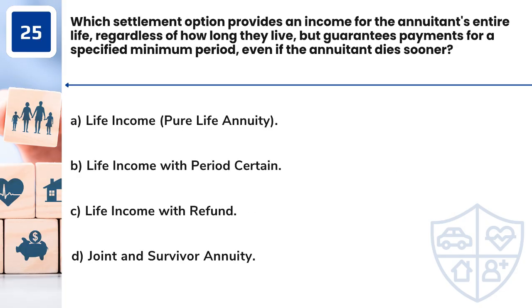Question 25. Which settlement option provides an income for the annuitant's entire life, regardless of how long they live, but guarantees payments for a specified minimum period, even if the annuitant dies sooner? A. Life income, pure life annuity. B. Life income with period certain. C. Life income with refund. D. Joint and survivor annuity.